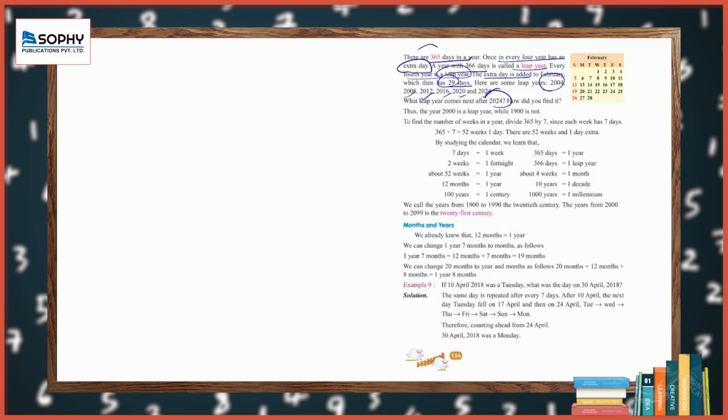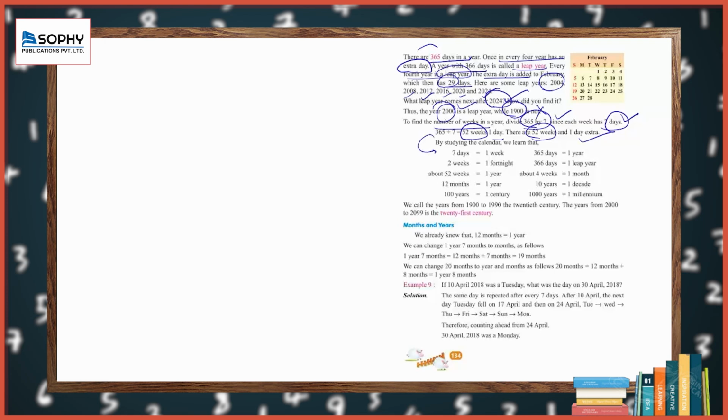Which leap year comes after 2024, students? How can you find it? As we know, 2000 is a leap year while 1900 is not. To find the number of weeks in a year, we divide 365 by 7. Since each week has 7 days, that means 52 weeks and 1 day. There are 52 weeks and 1 day extra.